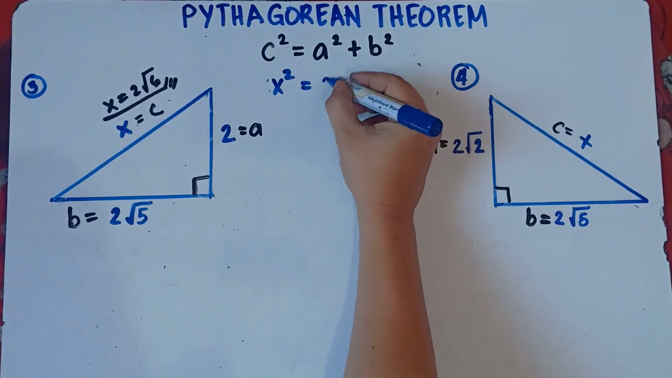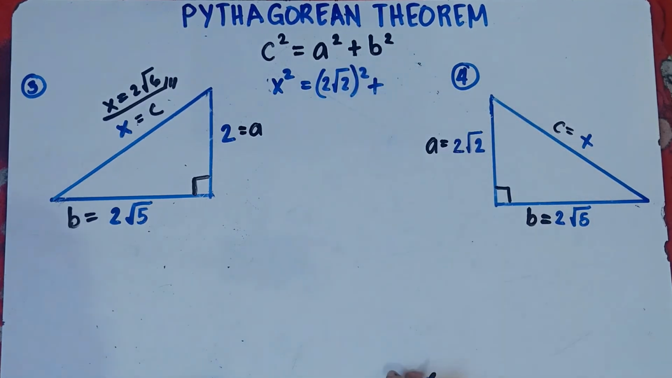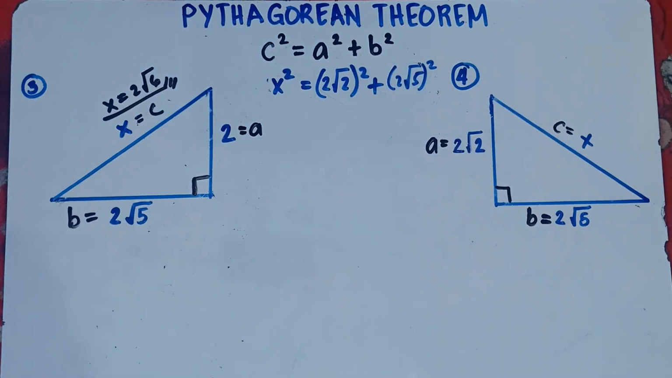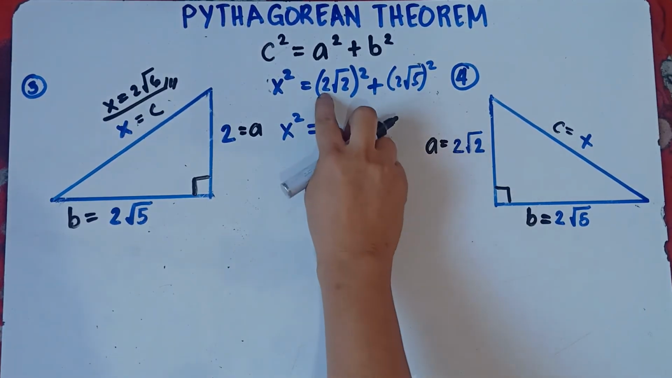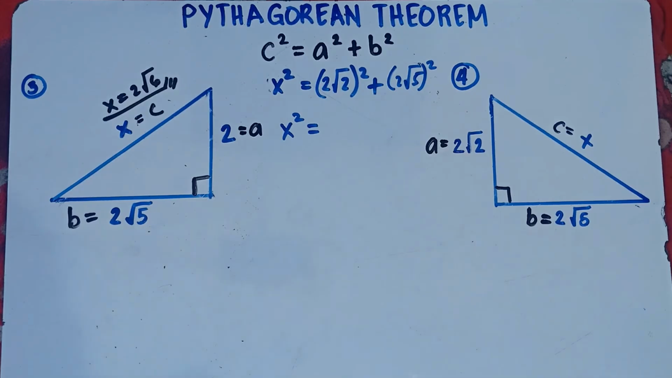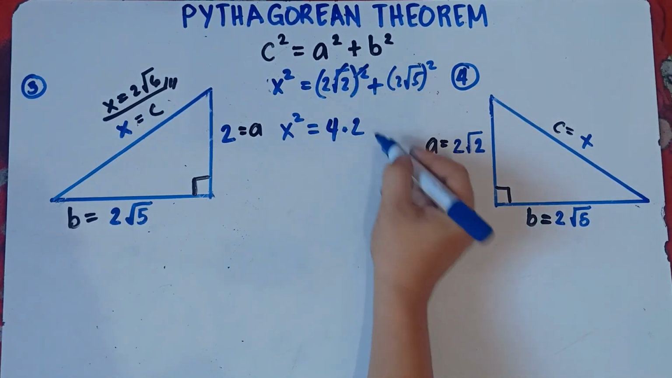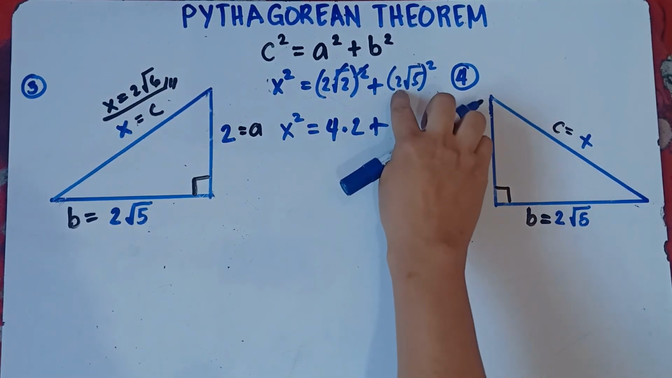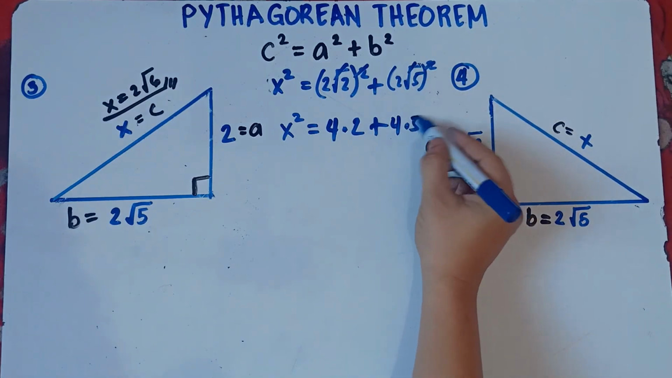root of 2. So 2 square root of 2 squared plus, our B is 2 square root of 5, then squared. So this will be x squared equals, once again, shortcut. Square this one, 2 times 2, that is 4. Then cancel this out, that would be 4 times 2. Plus, so shortcut, square this one, 2 times 2, that is 4. Then cancel this out, that would be 4 times 5.